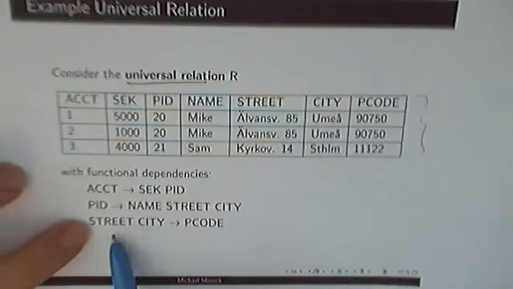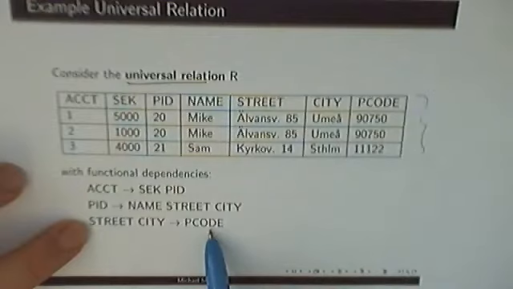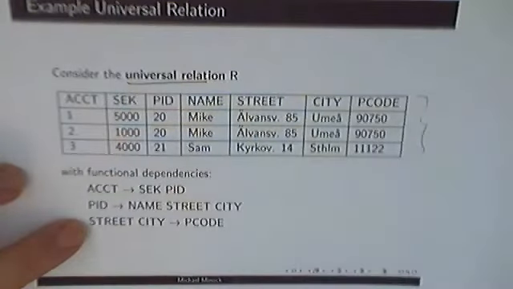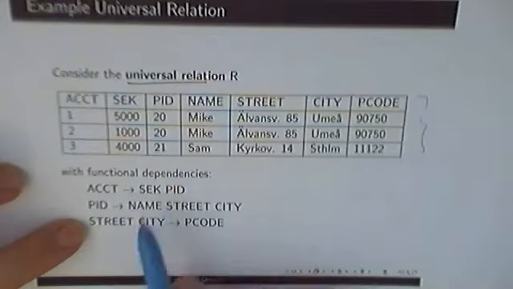Finally, we have this right here. This is one we've seen before. The street and city determine the postal code, and that is true in Sweden, and I think in many places. Well, it makes a lot of sense because we have the street address here. In fact, it may very well be that the street. Well, we'll come to some questions about this later.